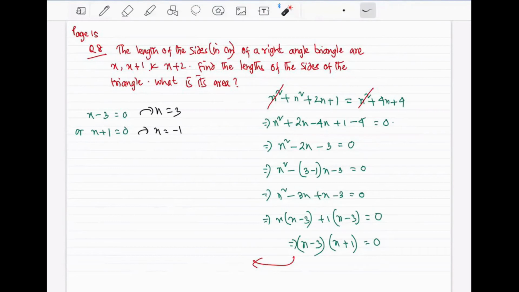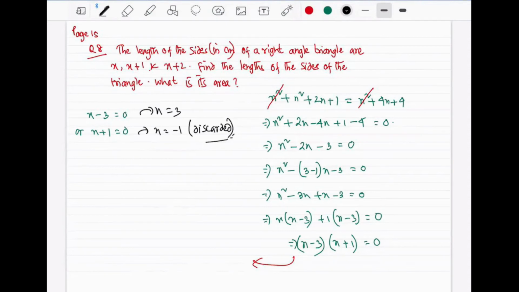We have a little bit of a dilemma. Which value shall we take? What did we take x as? Here, x, x plus 1 and x plus 2. They are the lengths of the sides, right? And I have already told you, you cannot take a negative value as length. This one should be discarded because x represents the length of a side of a triangle. So you just say here, discard it.